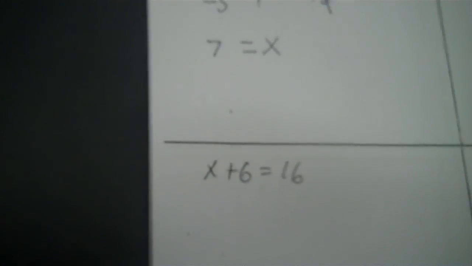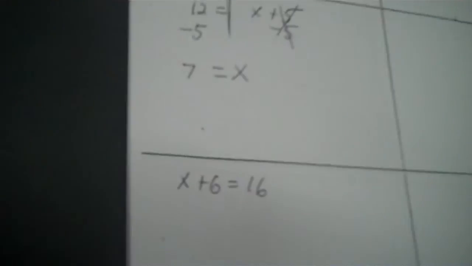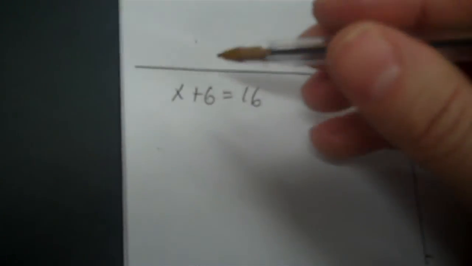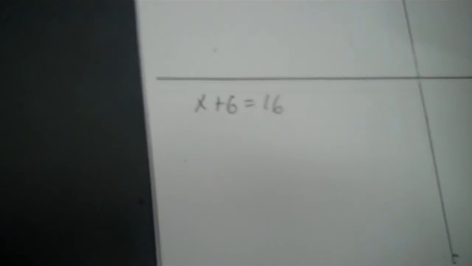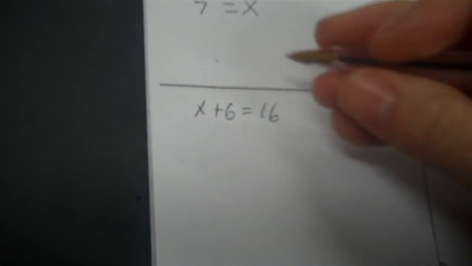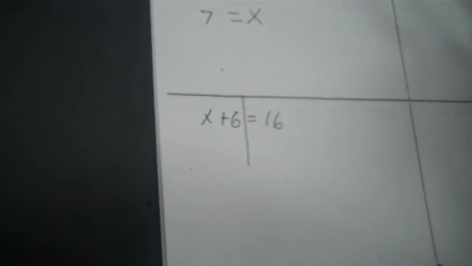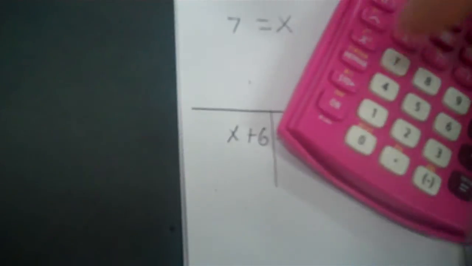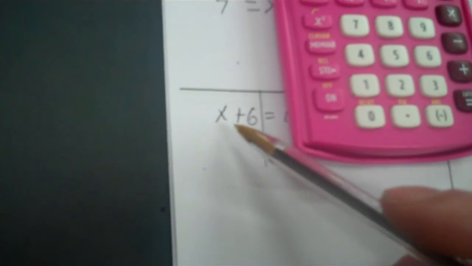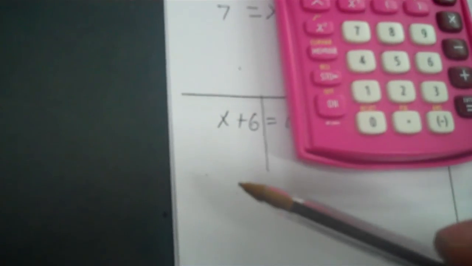Okay, next problem, x plus 6 equals 16. Okay, so I got a number x. If I add 6 to it, I end up with 16. So again, make the wall on the side of the x. And again, I'm just going to take this calculator and cover up the other side because I want to look at what's happening to the x. I don't care about what's going on the other side.